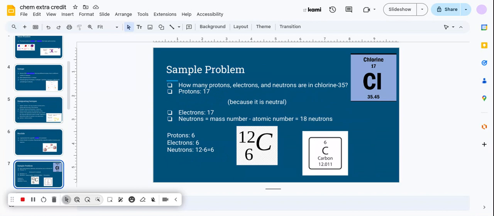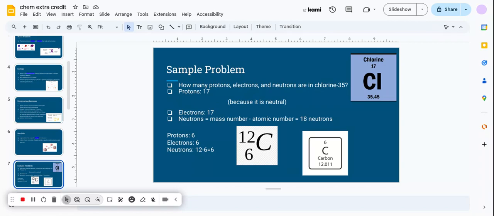So, a sample problem of determining protons, electrons, and neutrons for an element. This slide shows chlorine at the top. To determine the number of protons, electrons, and neutrons, the protons is shown as the number 17 at the top because that is the atomic number. And then the number of electrons is the same as the protons since there is no charge on chlorine. And then to determine neutrons, it is the mass number minus the atomic number. If you take 35 minus 17, you get 18 neutrons.